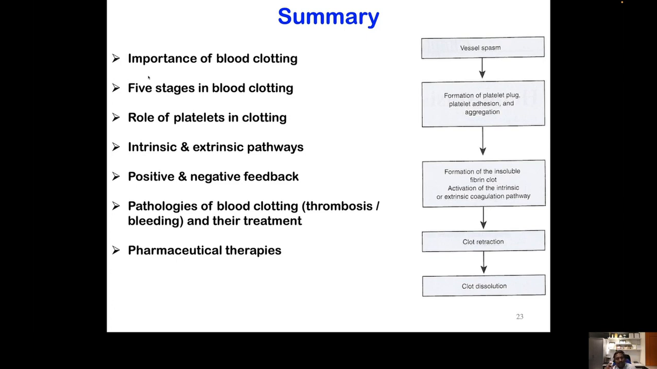We talked about the role of platelets and the different stages of activation of platelets and the negative feedback regulation for platelet activation. We talked about intrinsic and extrinsic pathways, the common pathway, and why thrombin is really important, why it's acting as a multifunctional enzyme. Then we talked about the negative feedback regulation for intrinsic and extrinsic pathways. Then finally, we talked about the pathologies associated with blood clotting, both thrombosis and bleeding, and what their treatments are. And we also talked about the pharmaceutical therapies for blood clotting and bleeding.